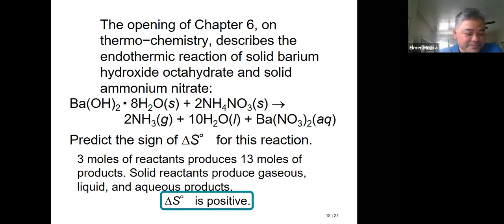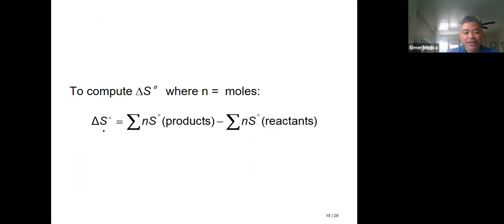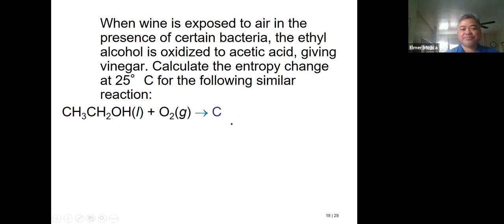Okay? Now, the way that you compute for your delta S is the same as your delta H, wherein delta S is just equal to the summation of n times the standard entropy of the products minus the summation of n times the standard entropy of the reactants. So n there is moles. So let's try to work on this.